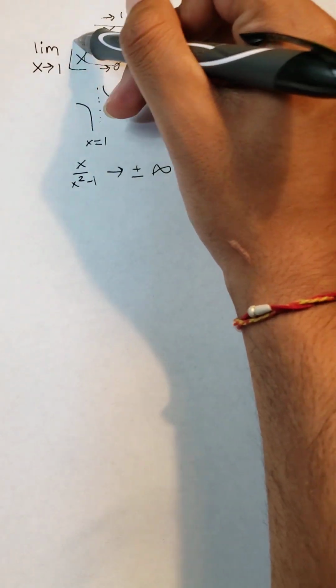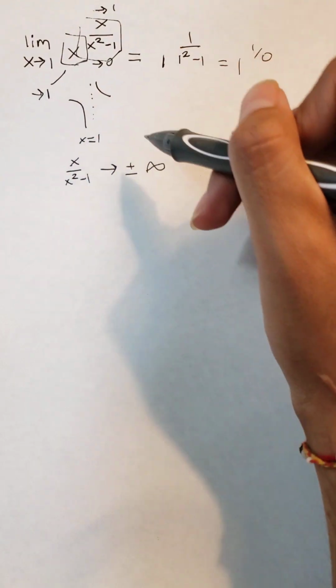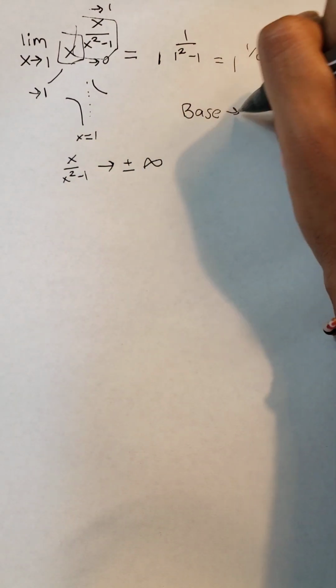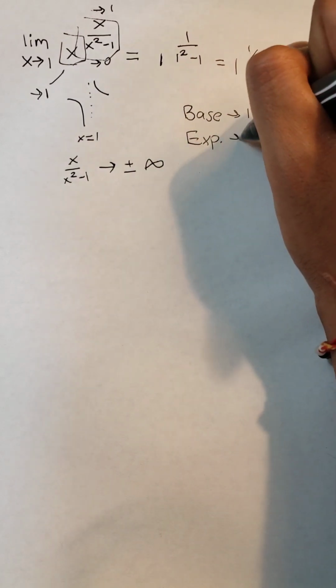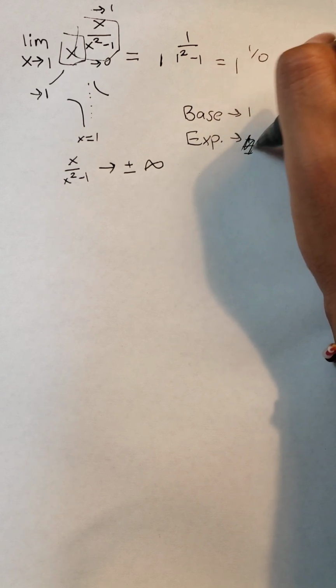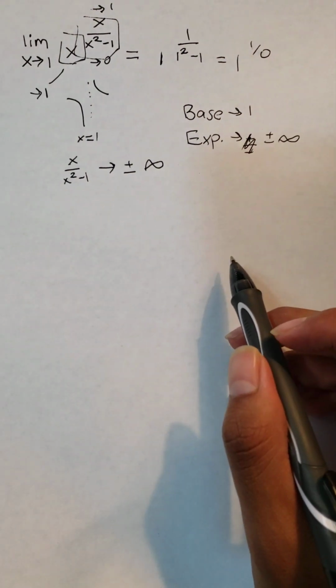What about the base? Well, that just goes to 1. So we know that the base goes to 1 and the exponent goes to plus or minus infinity. Where else have we seen this?